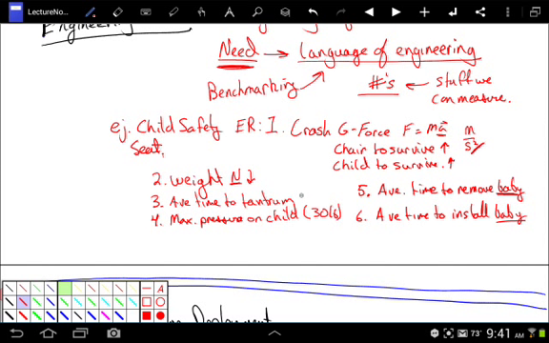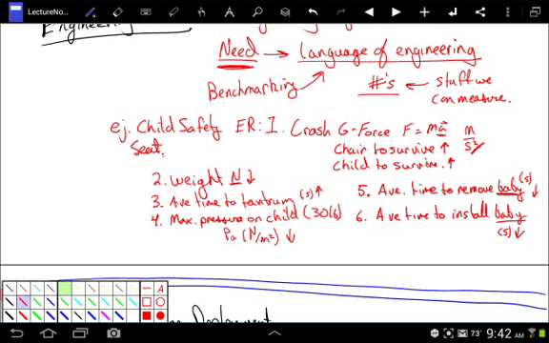Average time to tantrum, that's going to be measured in seconds, and we want that to be higher. Max pressure on child, that's going to be in pascals, or if we're breaking it down, newtons per meter squared. And we want the max pressure on the child to be low. We want that weight evenly distributed. Average time to remove baby is measured in seconds. We want the average time to be low. We don't want to take forever to remove your child. And the average time to install baby, we want that to be low. Good.